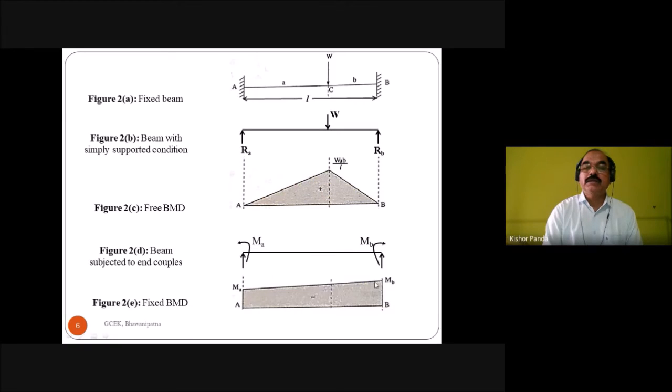So what is the area of this trapezoidal shape? Already you know, MA plus MB by 2 into L. This is the area. And what is the centroidal distance of this trapezium? Because this is your trapezoidal shape, you have to take the moment of this trapezium from the end A. You know that for a trapezium, the centroidal distance is MA plus 2MB divided by MA plus MB into L by 3.